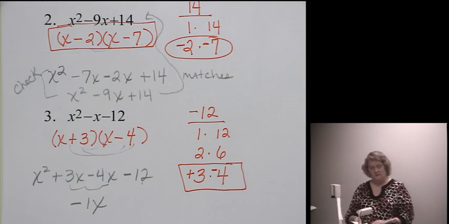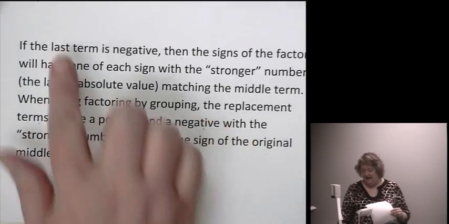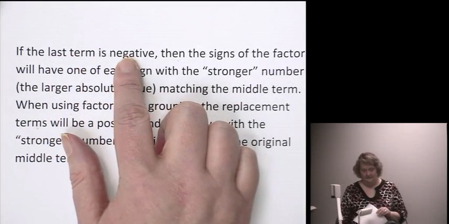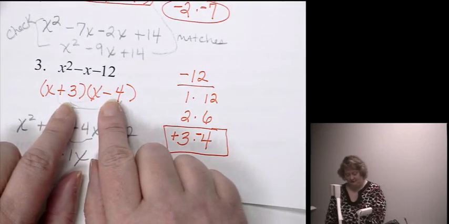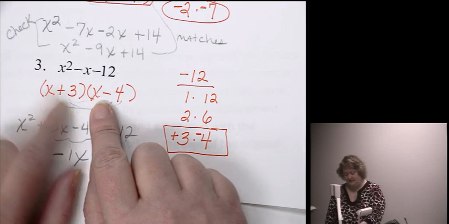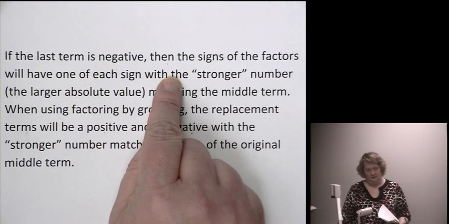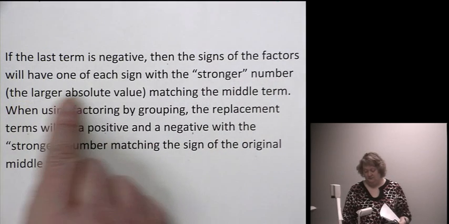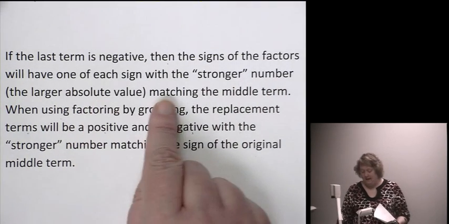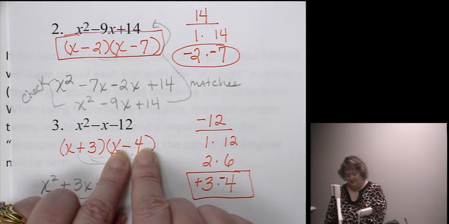And let me go over the rules for the signs again as we look at this. Let's do the negative one first, since that's the one we just talked about. If that last term is negative, then the signs of those factors, these are the factors, will have one sign of each, with the stronger number, which is the larger absolute value, matching the middle term. So the 4 matches the middle term.